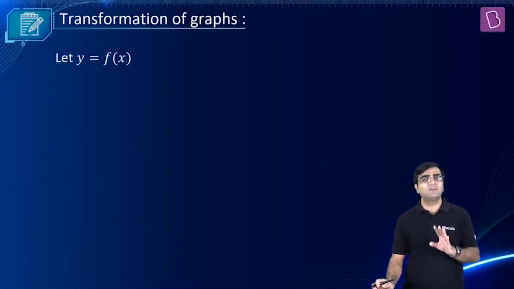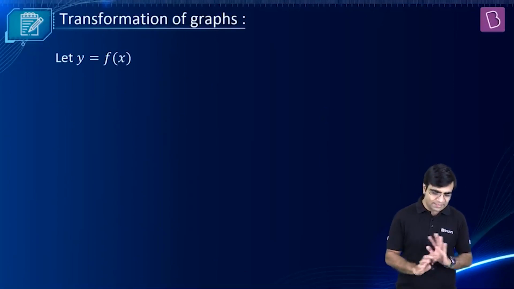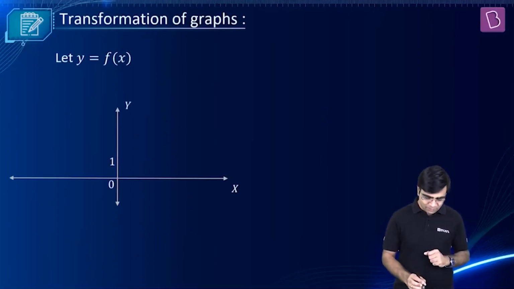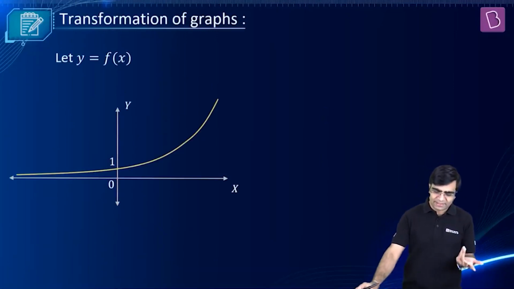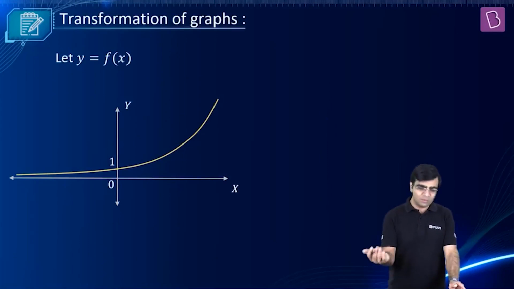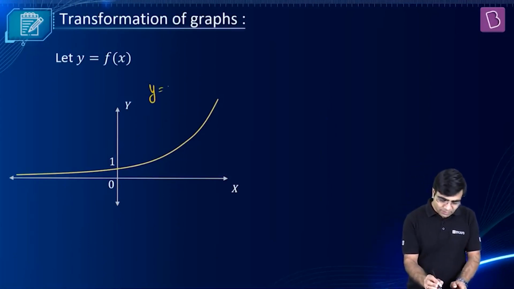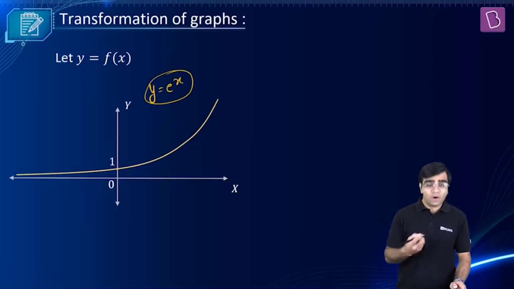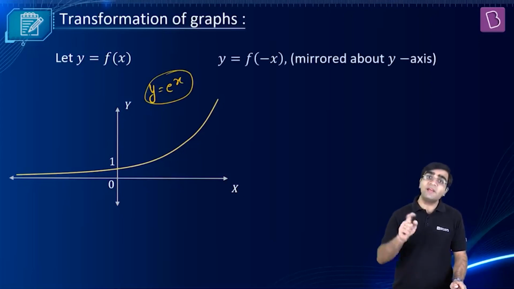Let's say I have the graph of y equal to f(x). This is my scenario. Take the basic graph y equal to f(x) to be some general function, let's say y equal to e raised to x. Now from here, I want to move to the graph of f of minus x.